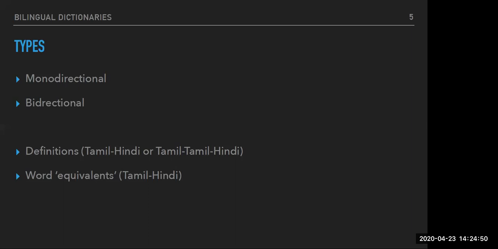So it doesn't really tell you, say, a word in a Hindi-English dictionary. If you take a word like din, which means day in English, it doesn't give you the word day. It explains what the concept of din is in English. So that's what a definition dictionary does. A word equivalent type of dictionary will give you what you would use in place of din in English. So it would give you the word equivalent, which is day.